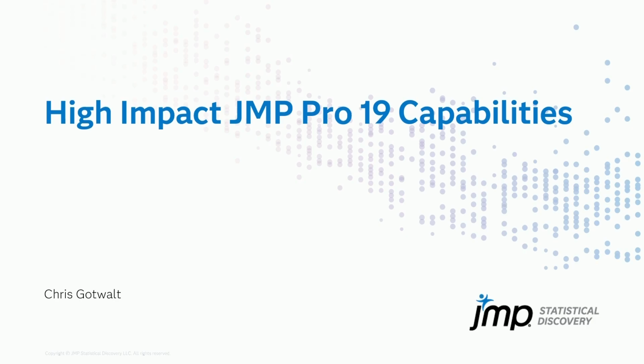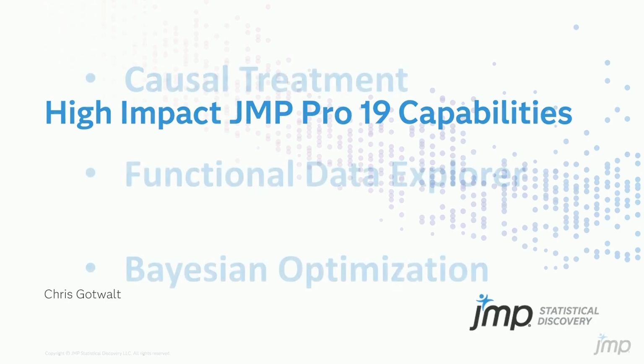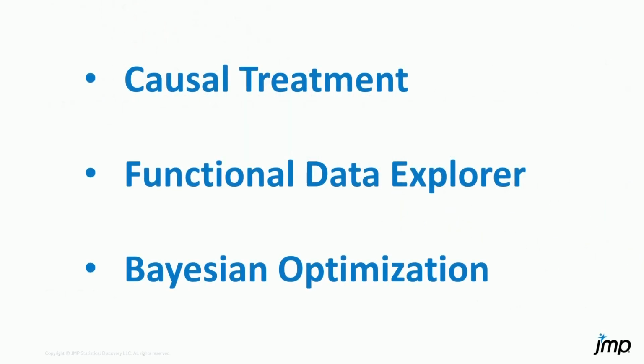I think JMP 19 is one of the most impactful releases I've ever been a part of, and I'm excited to be here today to talk about three of the most impactful new capabilities that are going to be coming out in JMP Pro 19. So, the first one is a new platform called causal treatment that allows us to prove causality from observational data.